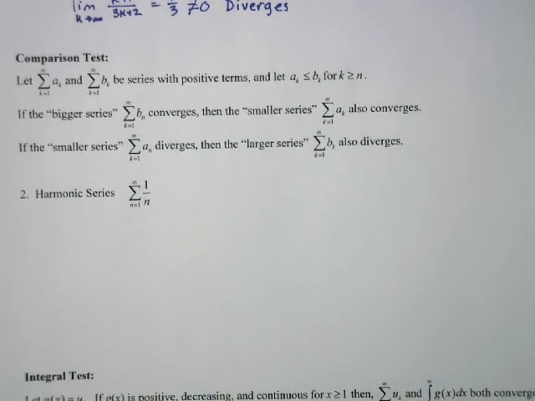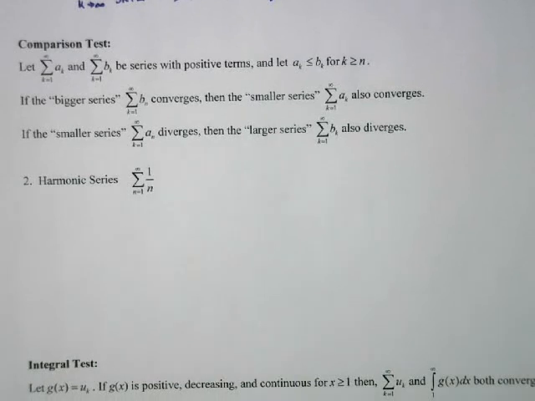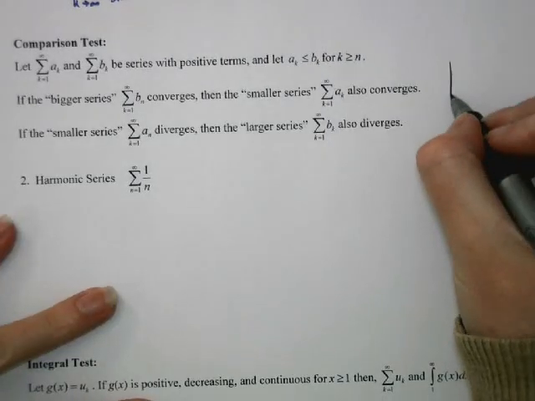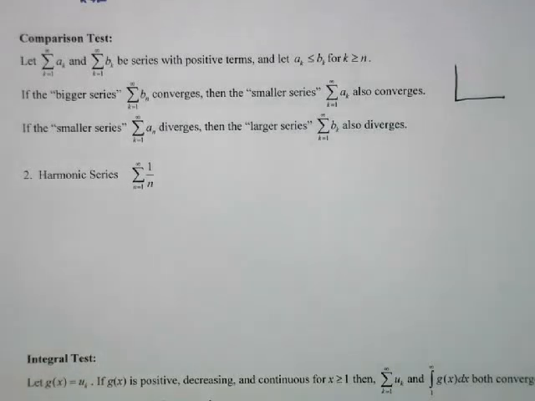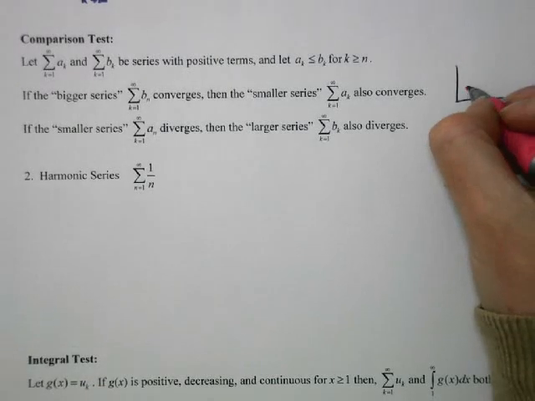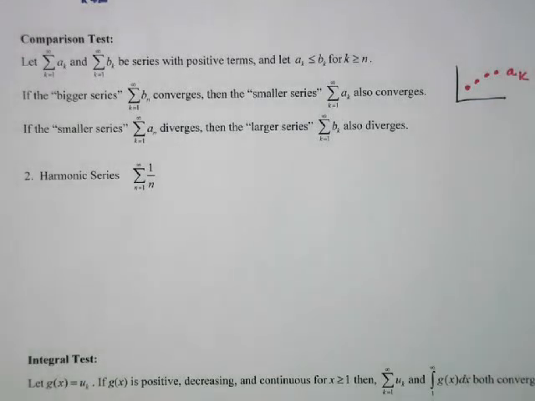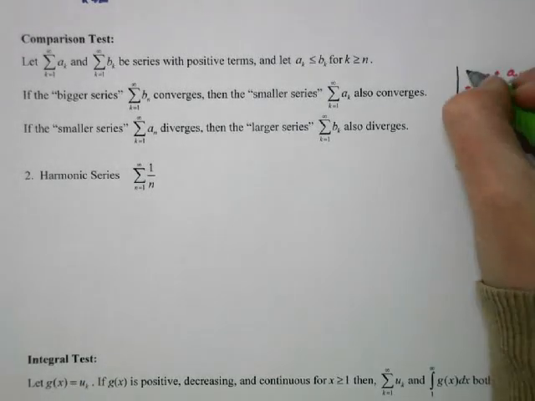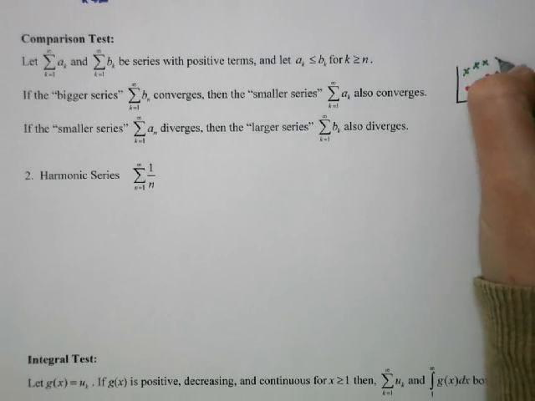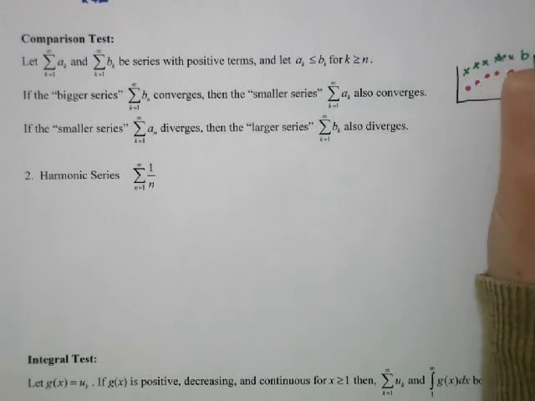Okay, let's look at the comparison test. This one we did in pre-calc as well. Let a_k and b_k be series with positive terms where a is less than or equal to b. So let me illustrate this. I've got a small series and a big series. I'm going to let that be my a's, and then a series that's bigger, b.